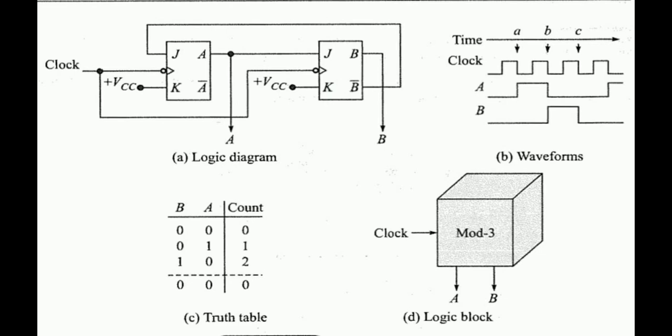At point A on the timeline, where A is equal to 0 and B is equal to 0, a negative clock transition at A will cause two things. First, A toggles to a 1 since its J and K inputs are high, and second, B resets to 0 since its J input is low and its K input is high.